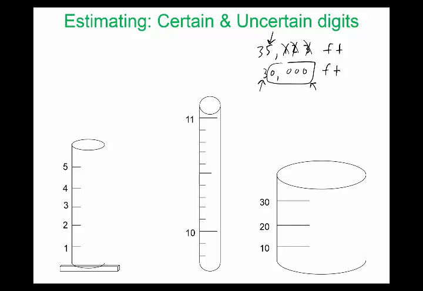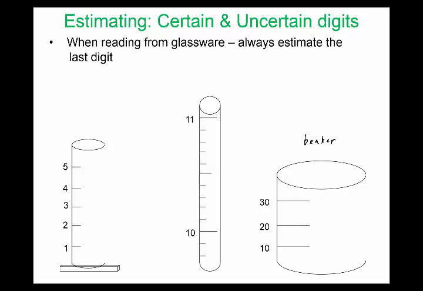Okay, so here's a couple examples if you're measuring using a beaker or graduated cylinder. There are some rules for where to cut your number off when you're measuring. Okay, so when you're reading from glassware, always estimate the last digit, so you're never certain of the last digit. And it depends what glassware it is.